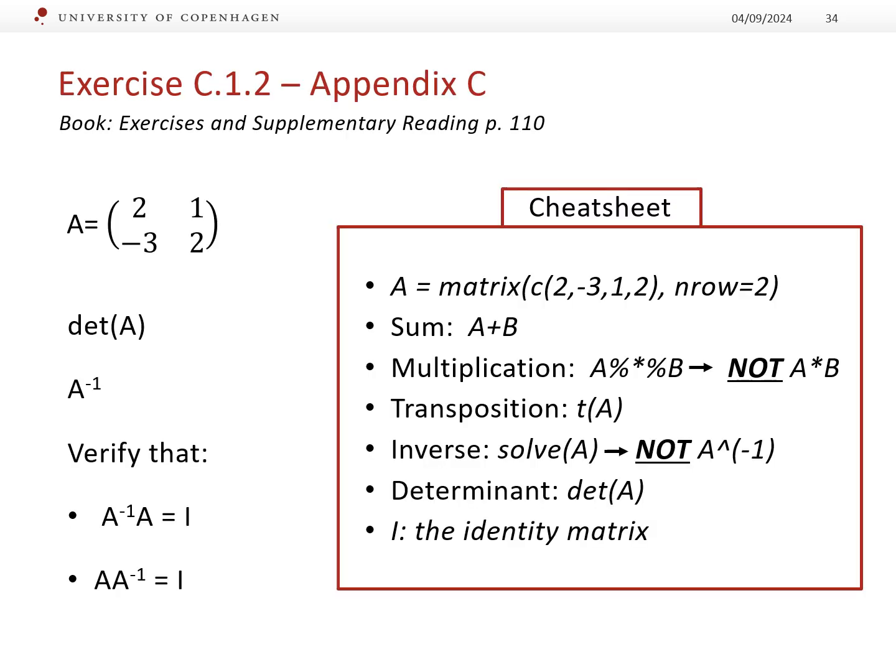We have a few more exercises here where you get the chance to implement matrix inversions and determinant calculations in R, as well as to check the assumption that a matrix A multiplied by its inverse results in the identity matrix. So the cheat sheet is there to be used, and you should pause the video while you do them.